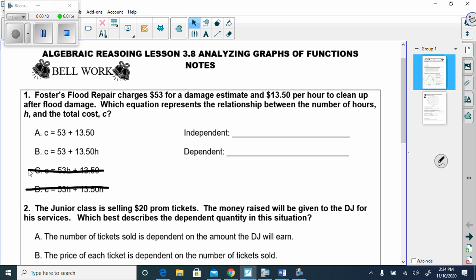Okay? And then on top of that, they also have to pay $13.50 per hour. So which one of these shows $13.50 per hour? B. So the cost equals $53 plus $13.50 per hour. Now remember, my X is independent, and Y works as the dependent. So is the H or the C where my X normally is? H. So that means my independent is hours. Good. Which means my dependent is total cost, right.